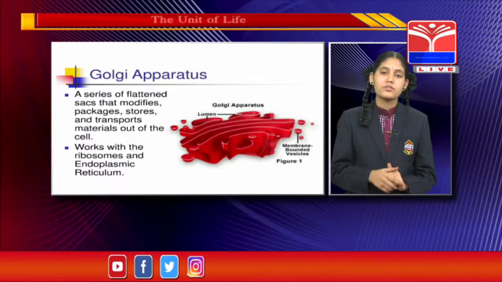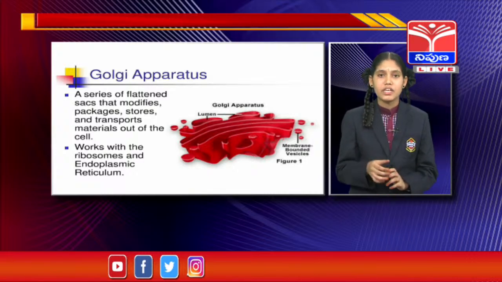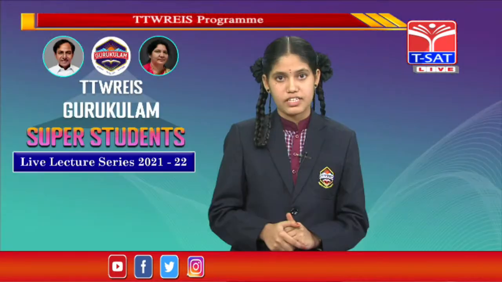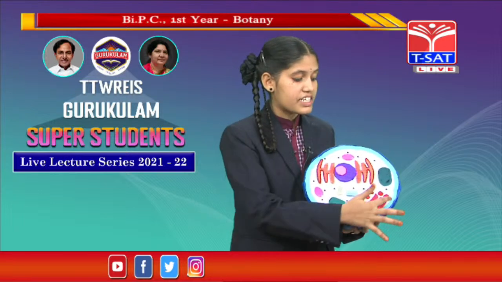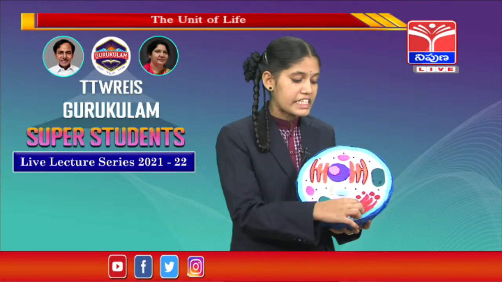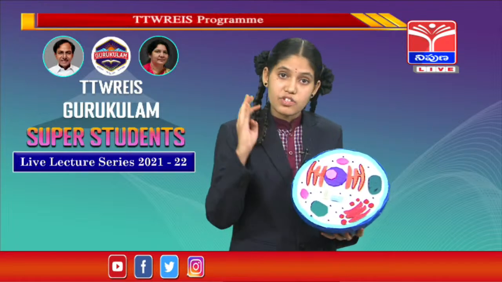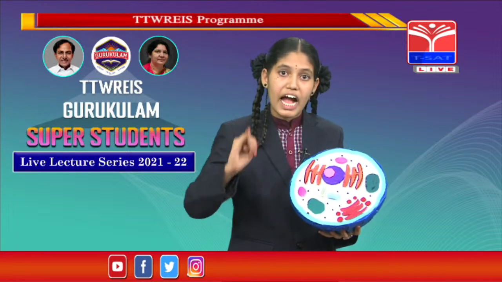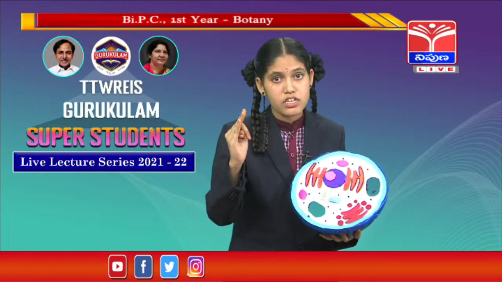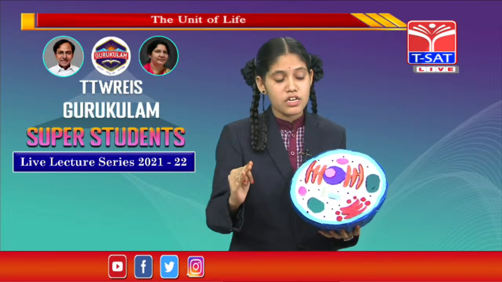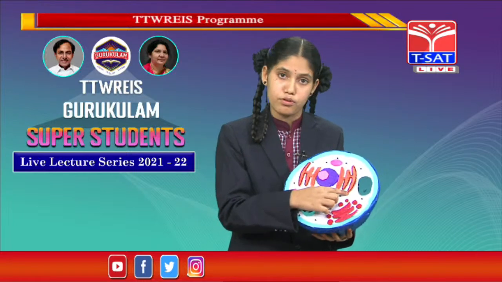The Golgi apparatus was described by Camillo Golgi. That's why it was named the Golgi apparatus. Here you can see that reticular structure in the cytoplasm. It is the Golgi apparatus. It was described by Camillo Golgi and it is a sac-like structure. It stores food materials and produces them for the cell, and it works with the endoplasmic reticulum and ribosomes.